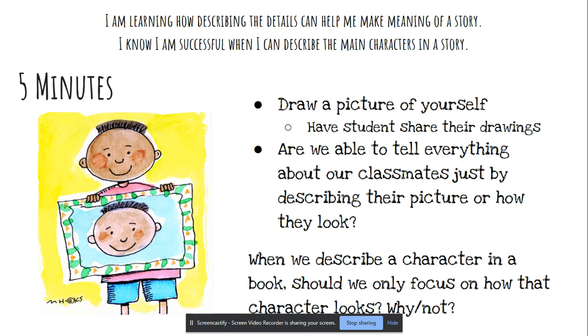No. And it's the same for when we read a book. When we describe a character, do you think we should only focus on how that character looks? Definitely not, because we could miss a lot of details about that character if we only focus on how they look. So we have to focus on the outside and on the inside.